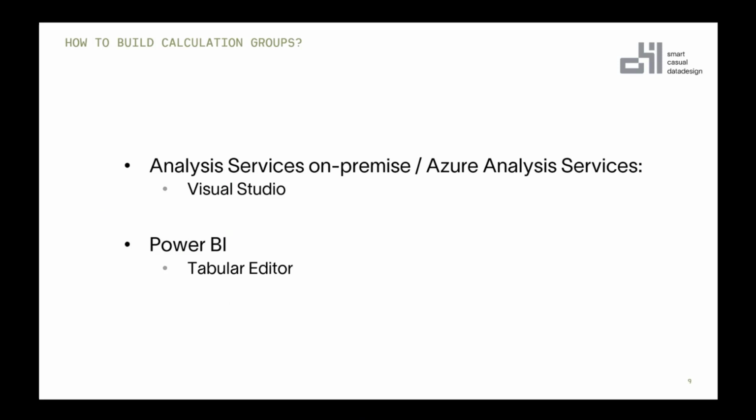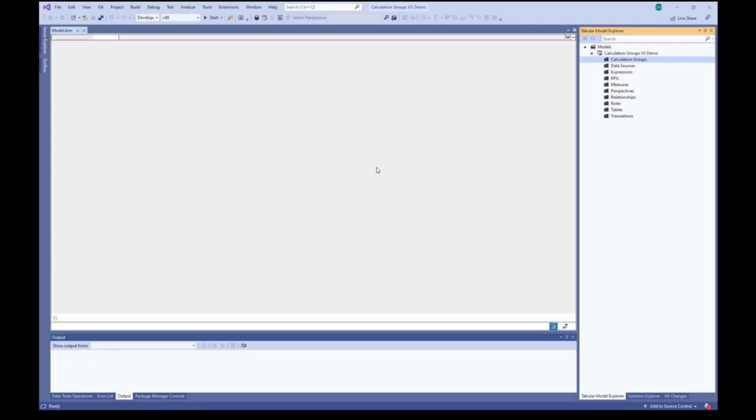How to build that? It's really hard in 10 minutes to show you a lot, so I will just quickly show you where to do this. For Analysis Services, you're typically using Visual Studio. Here in the Tabular Model Explorer in Visual Studio, you have the possibility to create calculation groups. You can rename them, you see the columns and the calculation items inside, and you can define the sort order.